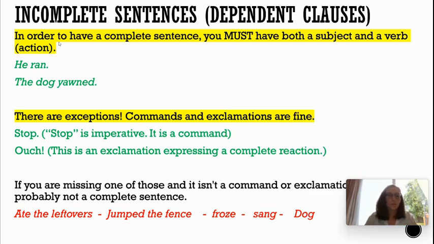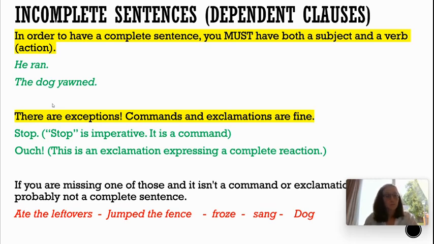So, first and foremost, in order to have a complete sentence or independent clause, you must have both a subject and a verb. For example, he is a subject, ran is the verb, that is a complete sentence. Or the dog is our subject, yawned is our verb, that is a complete sentence, even though they're super short. Easy, right? I'm also going to give you two exceptions to the rule, which are pretty easy.